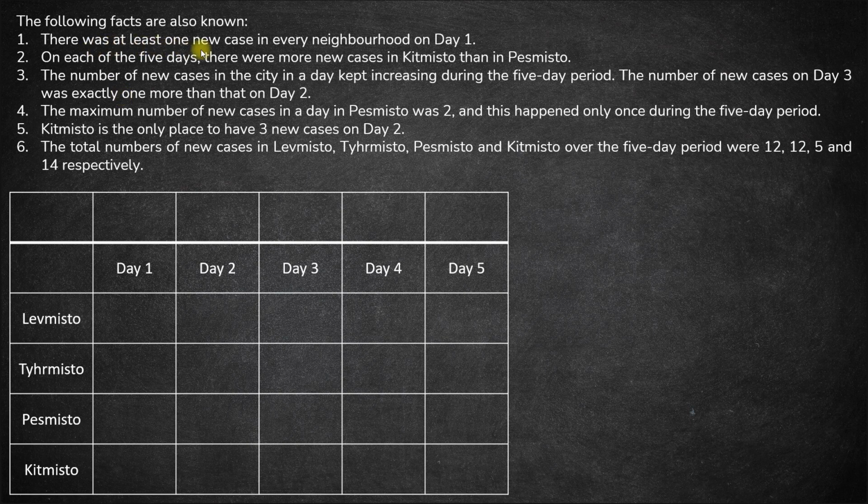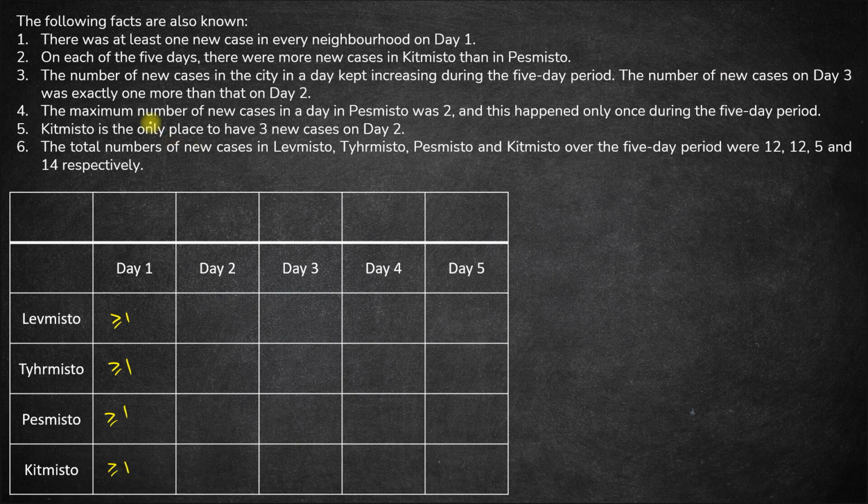There was at least one new case in every neighborhood on day 1. Okay, so on day 1 there was at least one case. That means the number of cases in each of the neighborhoods would be 1 or greater than 1, right?